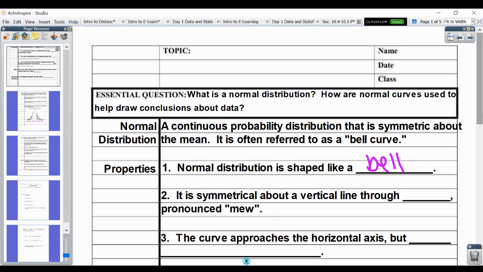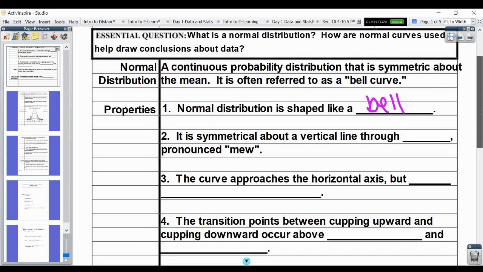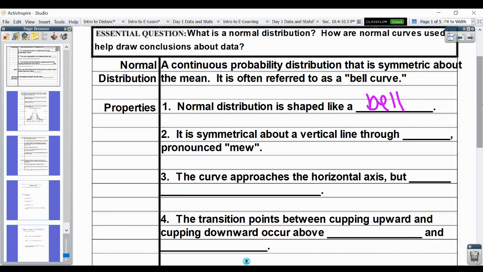It is symmetrical about a vertical line through, I'm going to draw the character, it's called mu. And it kind of looks like an M. It kind of looks like a U with a really long line in front of it. The curve approaches the horizontal axis, but it never touches or crosses it.